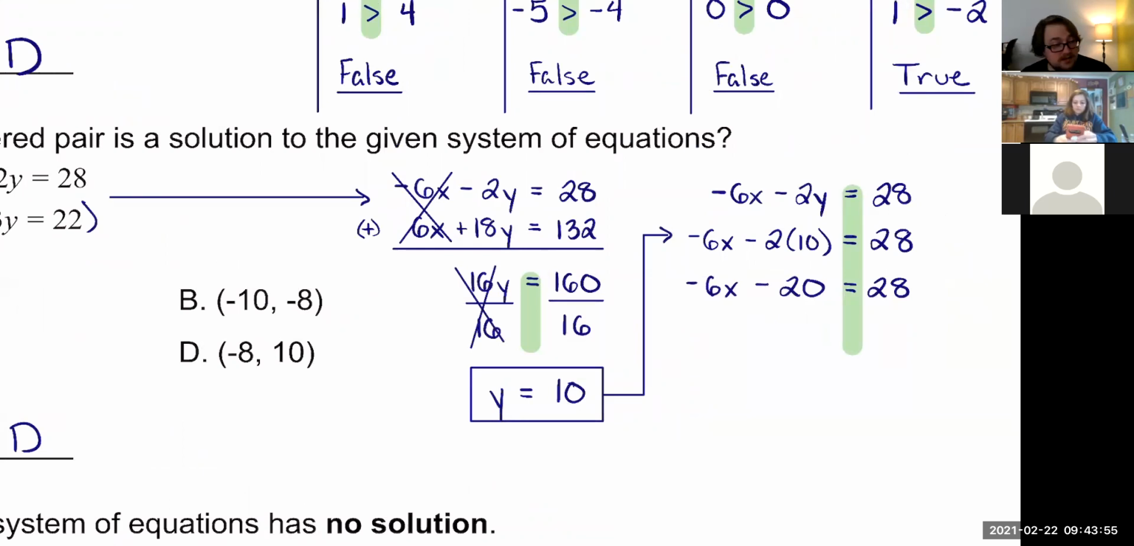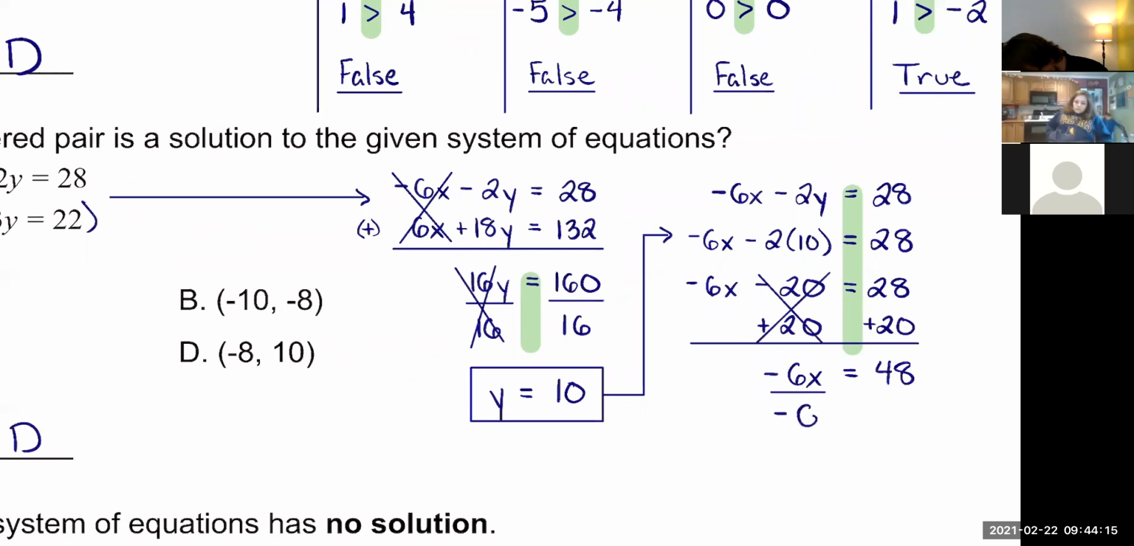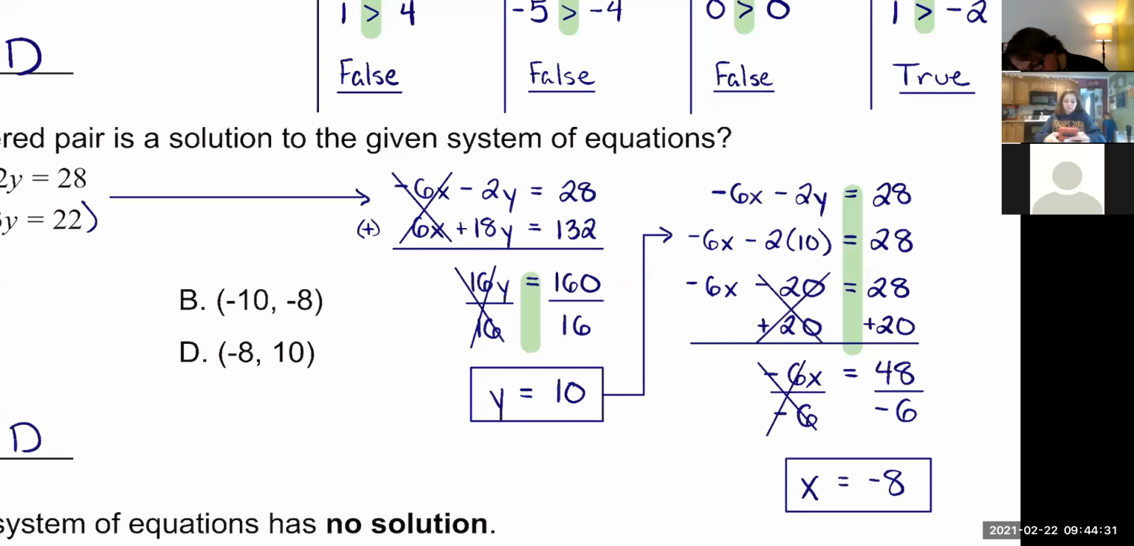And then I just solve it like a two-step equation. I'm going to add 20 to both sides. I'm going to get negative 6x is equal to 48. And then last but not least, I'm going to divide both sides by that negative 6. And I get x equals negative 8, which is what we suspected. But now we can confirm because the algebra supports that.